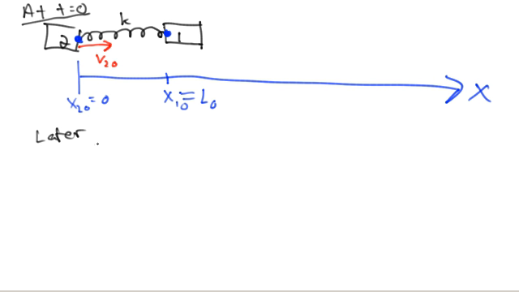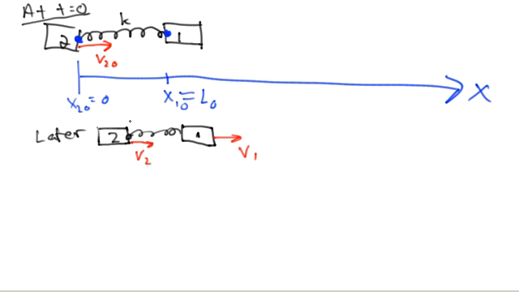We'll have car 2 at some position like this. The spring will be shorter. It'll be compressed during the collision. And now they're both moving. So that'll be V2 and V1.